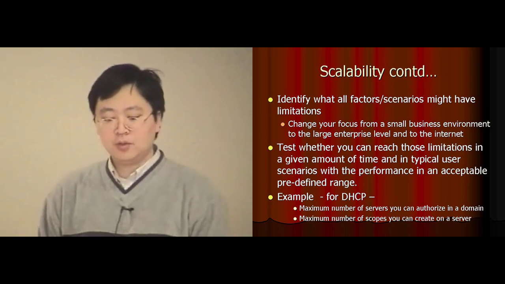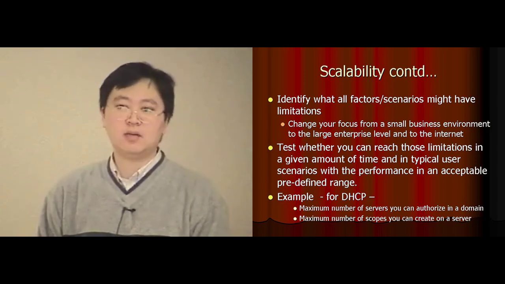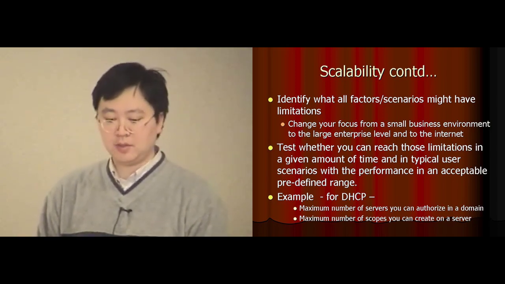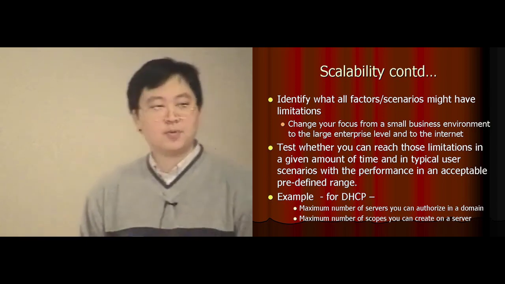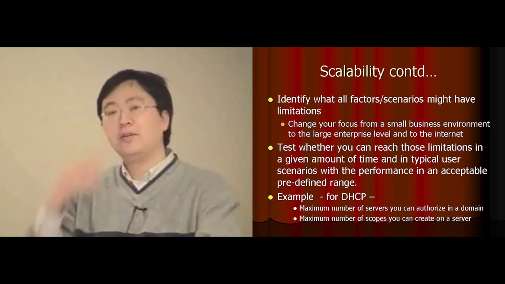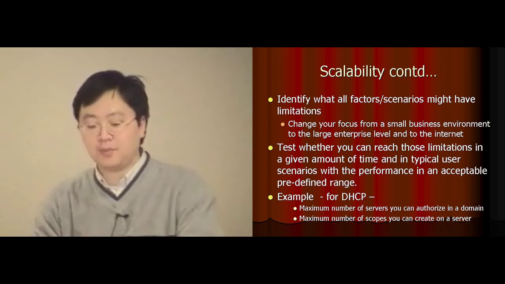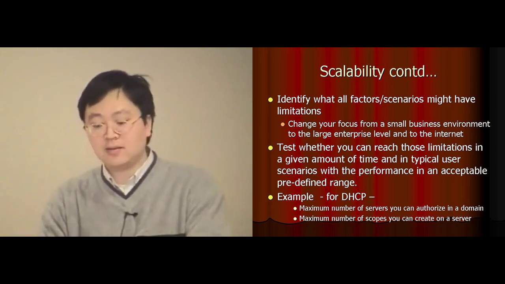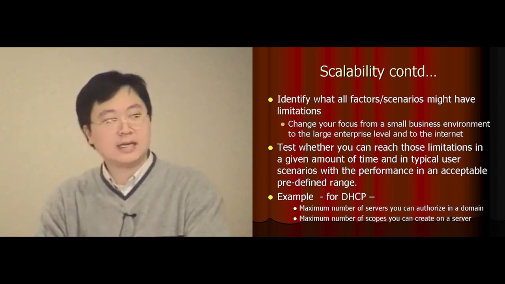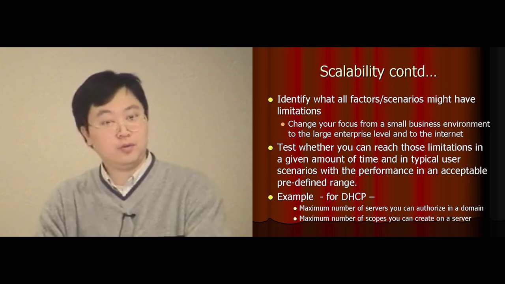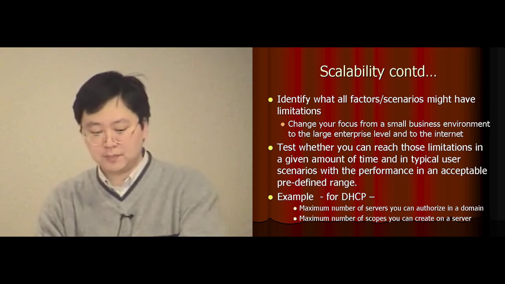During your scalability testing, you should identify what factor or scenario might have limitations. That's what we talk about as limitation numbers. So change your focus from a small business environment to a large enterprise level. In a small environment, the numbers are different from a large enterprise, so you may need to focus on the large enterprise system. Test whether you can reach those limitations in a given amount of time. If you can reach those numbers, that means your system has some scalability issues.